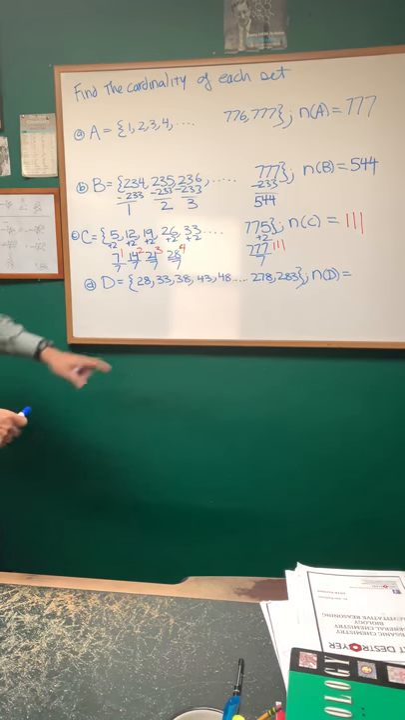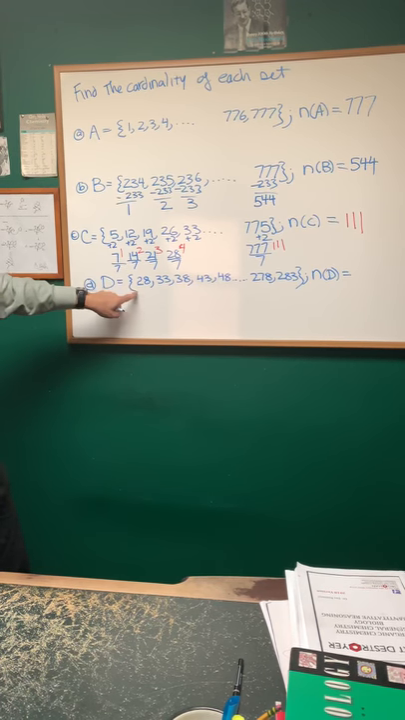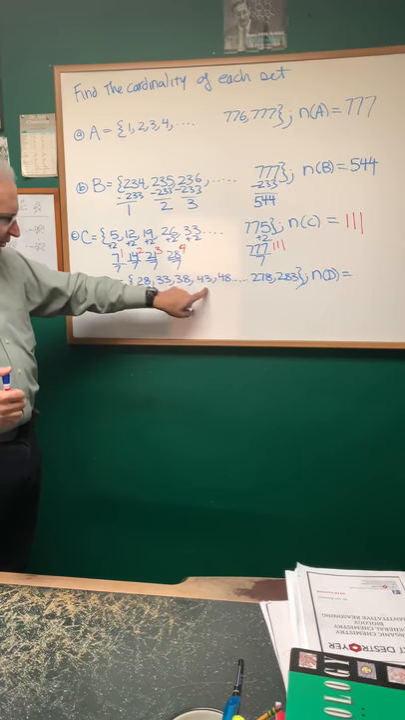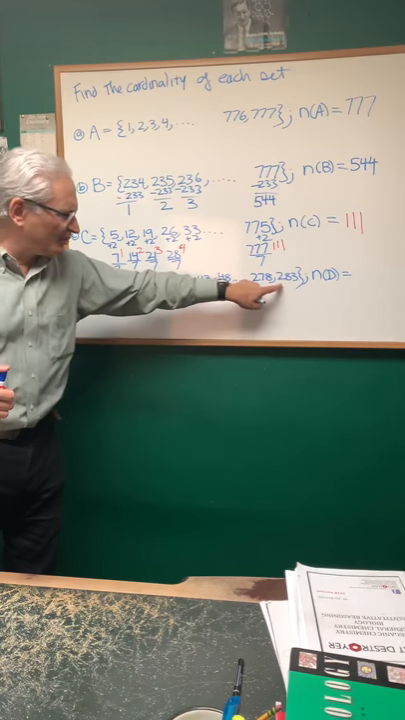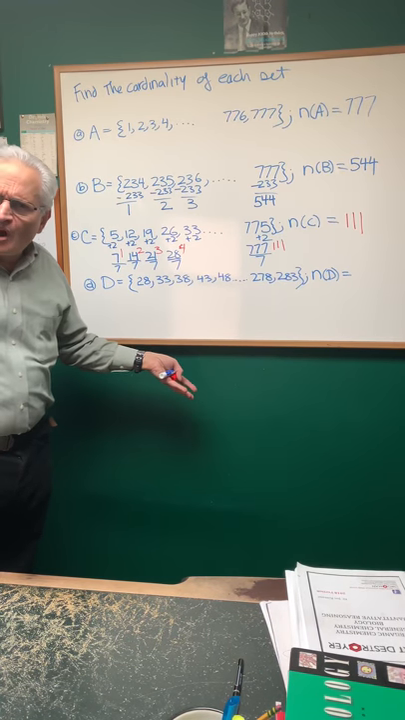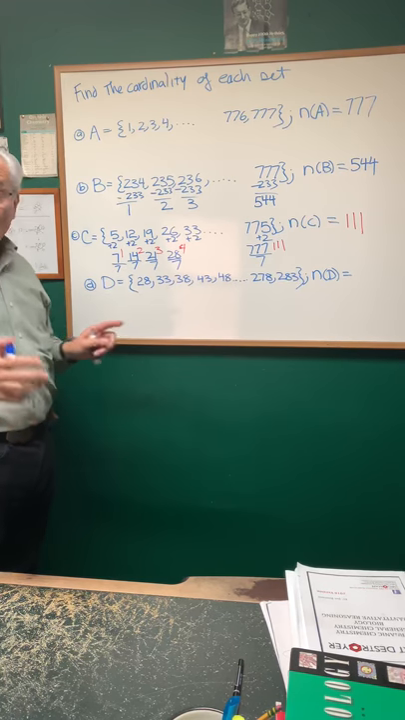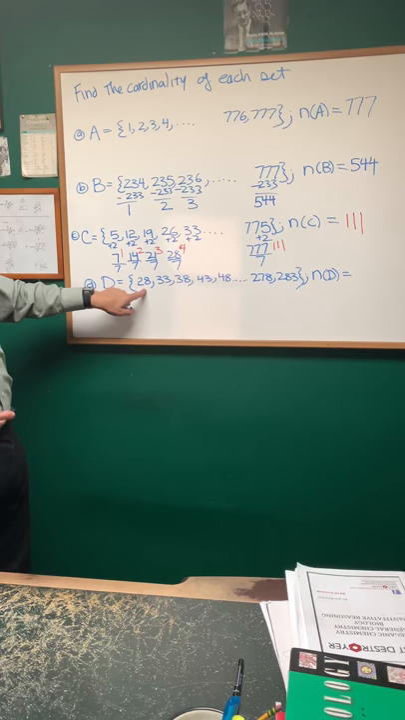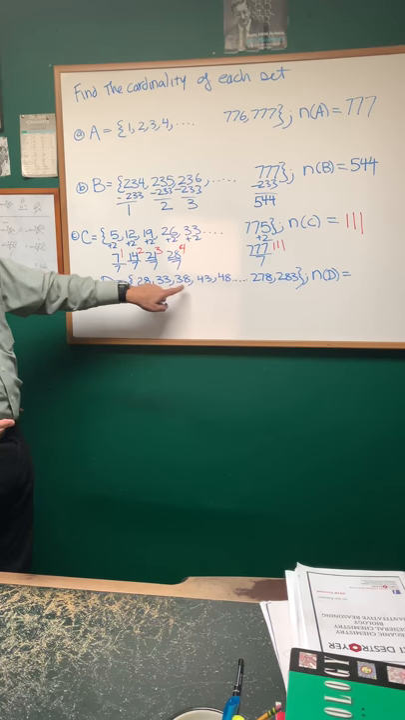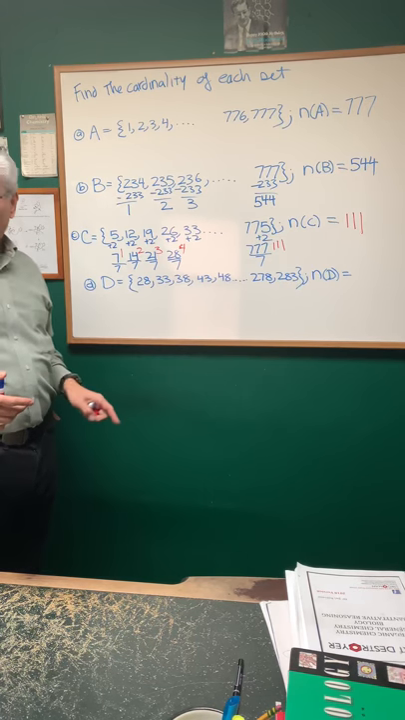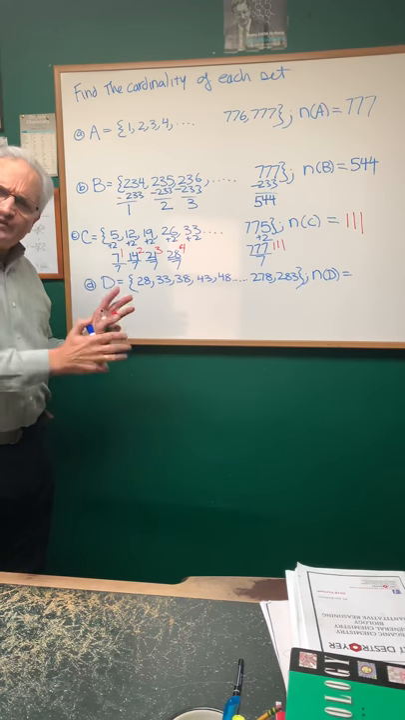And finally, we have this set. 28, 33, 38, 43, 48, 278, 283. What's going on there? Very similar. What are these numbers jumping by? They're jumping by 5 each time. 28 plus 5 is 33, plus 5 is 38, plus 5 is 43. So this looks like the 5 times table.